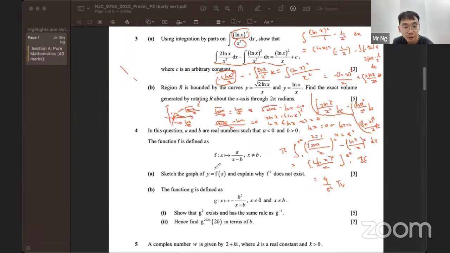Okay, sketch and explain why f squared does not exist. So this is a composite function. For the composite function to not exist, the range cannot be inside the domain. We also need to study the range of this thing.